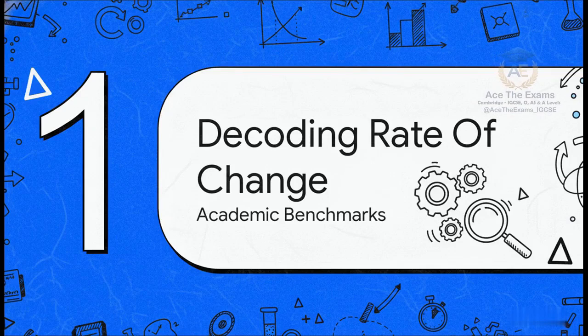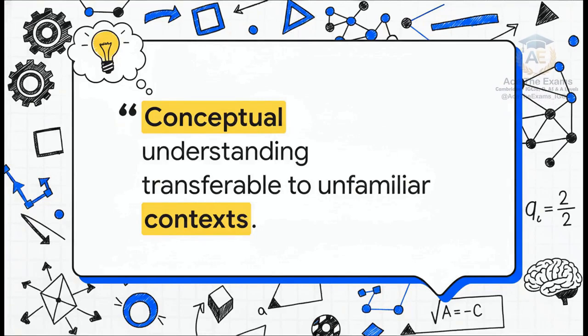Section 1. Decoding rate of change. Right out of the gate, we have to understand what the Cambridge Assessment Objectives, or AOs, actually demand from you. The official syllabus explicitly states that top-performing students exhibit a, quote, connected conceptual understanding transferable to unfamiliar contexts. What does that actually mean for you when the clock is ticking? It means rote memorization of formulas is practically useless here. Examiners intentionally design these questions to be totally novel scenarios. You have to adapt your mathematical toolkit to a word problem you have literally never seen before.